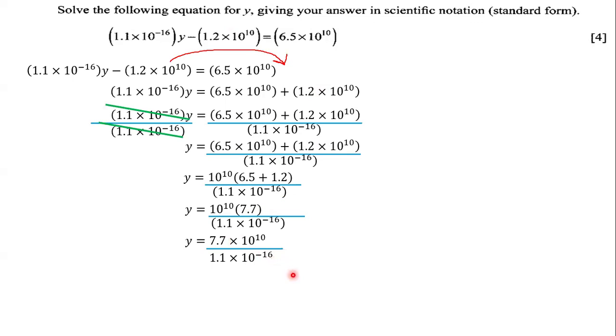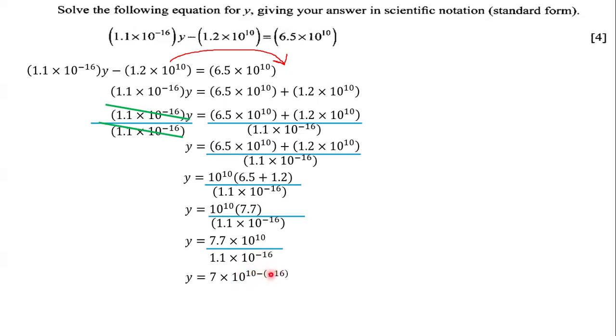Next, notice that we have 7.7 multiplied by 10 to the power of 10, all divided by 1.1 times 10 raised to the power of negative 16. We divide our decimal numbers. So we have 7.7 divided by 1.1, and that gives us 7. Again, 7.7 divided by 1.1 is simply 7. But 10 raised to the power of 10 divided by 10 raised to the power of negative 16 is going to be equal to 10 raised to the power of 10 minus negative 16.